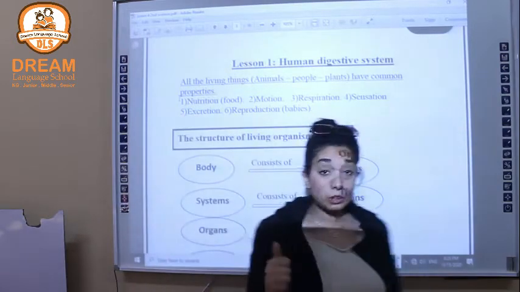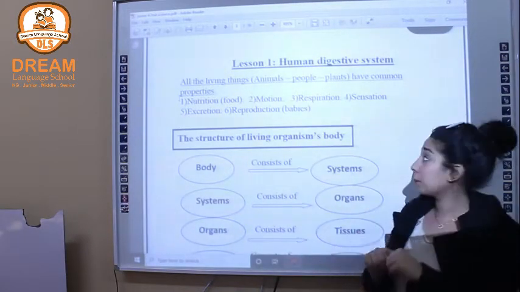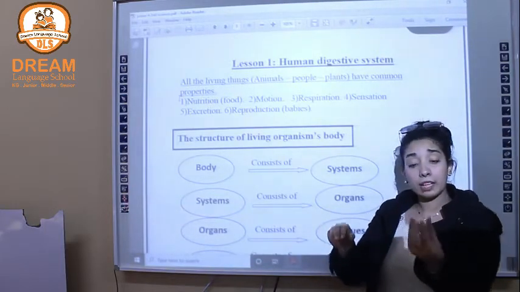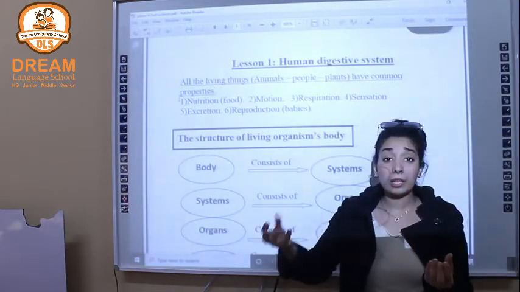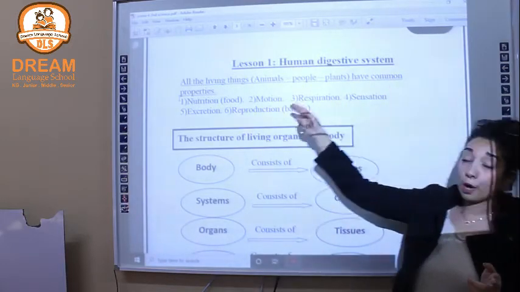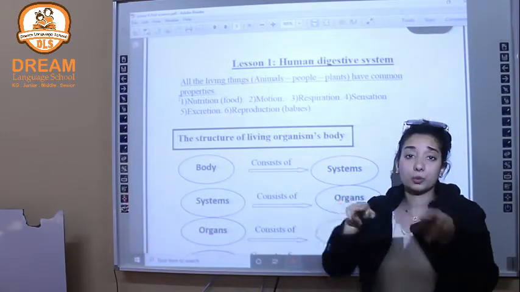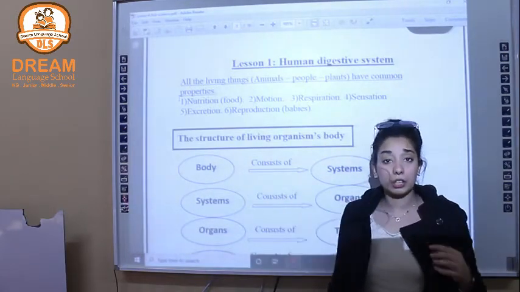Let's compare between animals and people. The animals do things, and the people do the same things. So we will take the common properties. The meaning of common property is the same thing that we are doing, as the other living things.